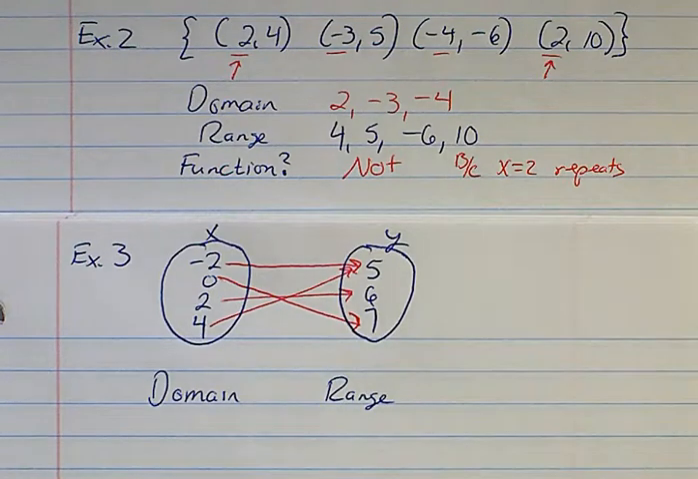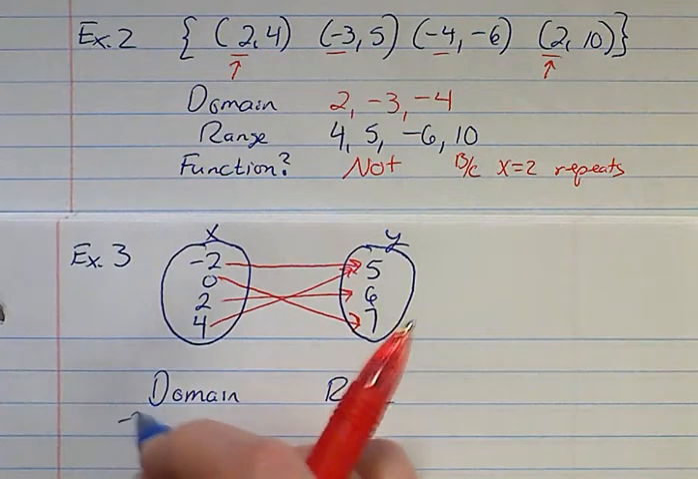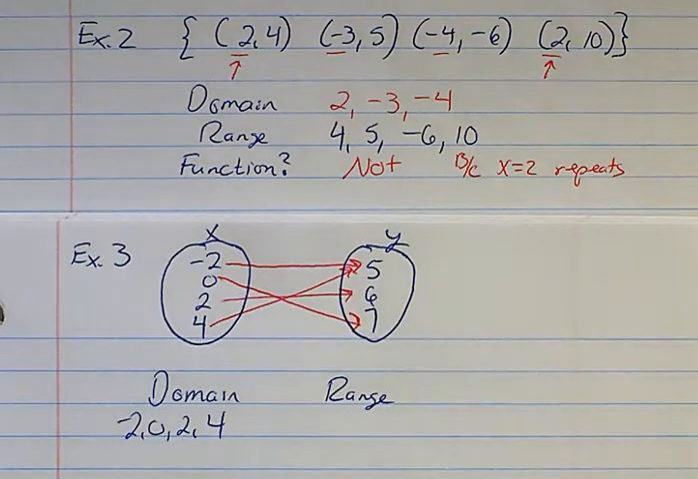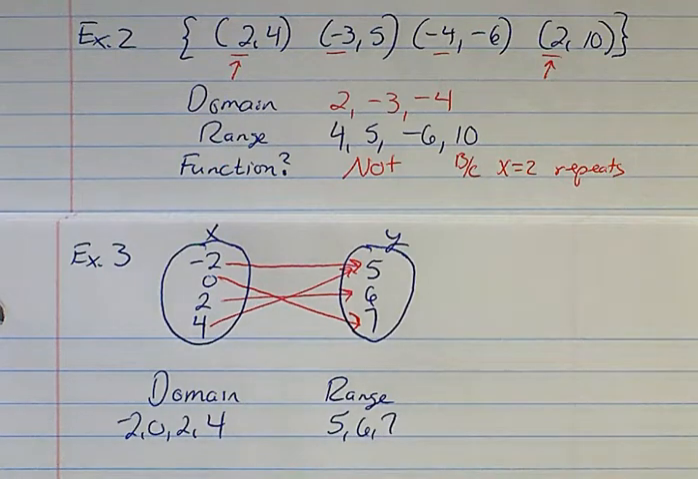Okay, now if they give you these, what they call a mapping, the domain and range is really easy because everything here, that's your domain. It's just -2, 0, 2, and 4. Your range would be 5, 6, and 7. So if they give you those like that, now sometimes maybe it's in a square box or a circle or an ellipse, whatever it is, it doesn't matter.